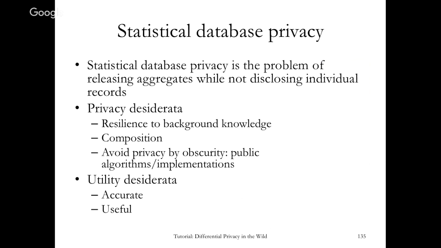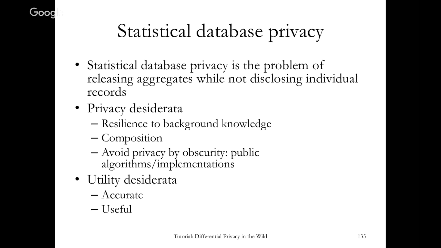Okay, so just to recap the tutorial, we're looking at statistical database privacy, where the problem is to release aggregates while not disclosing information about individuals. And Ashwin started by enumerating some desiderata in terms of privacy. So we want resilience to background knowledge that the attacker may have that they could use to attack whatever published data we release. We want composition, so we want to be able to execute multiple algorithms on the data and be able to reason about the cumulative privacy risk of running those algorithms. And then we want to avoid privacy by obscurity.